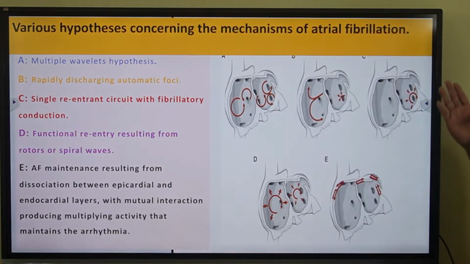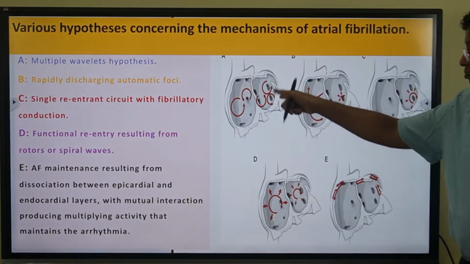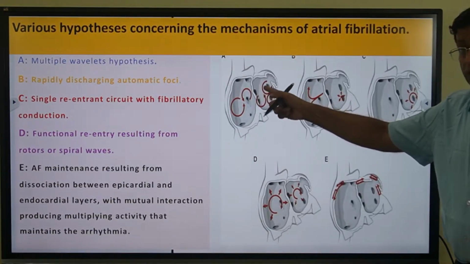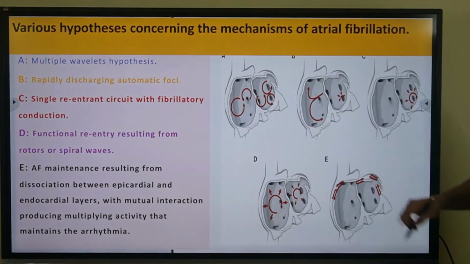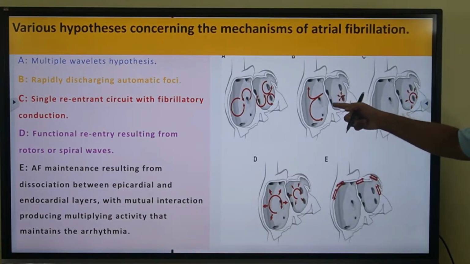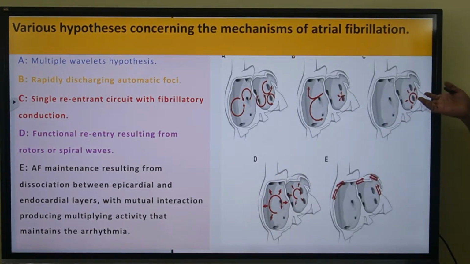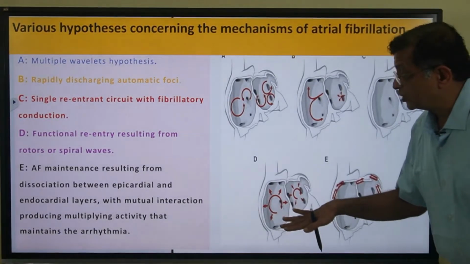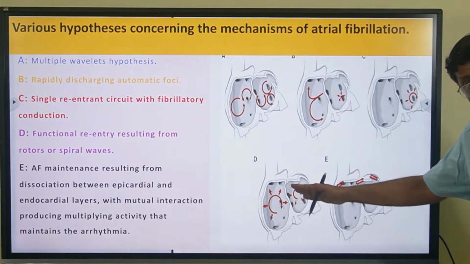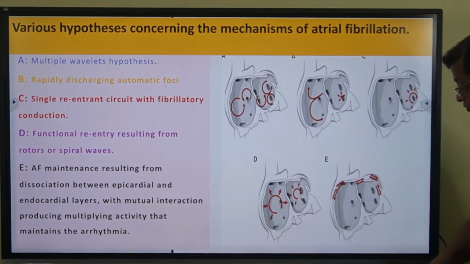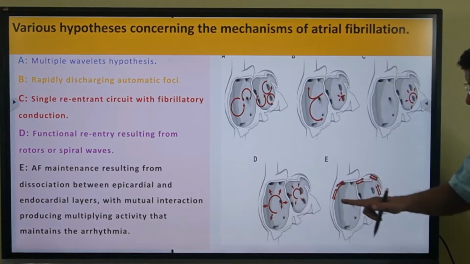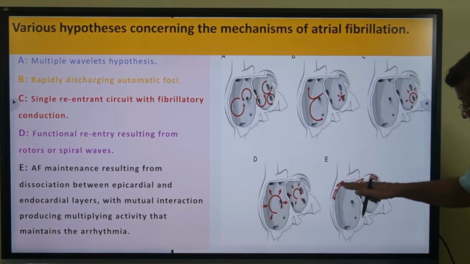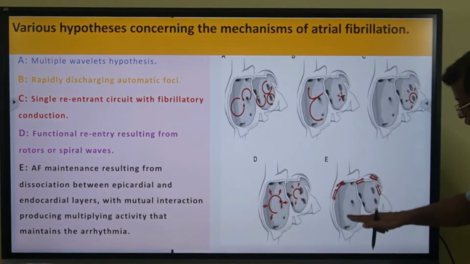Now, there are various hypotheses concerning the mechanisms of atrial fibrillation. One is multiple wavelets, typical micro re-entry, or rapidly discharging automatic foci, or a single re-entrant circuit with fibrillatory conduction, or functional re-entry resulting from rotors or spiral waves. And lastly, AF maintenance resulting from dissociation between epicardial currents and endocardial layers.